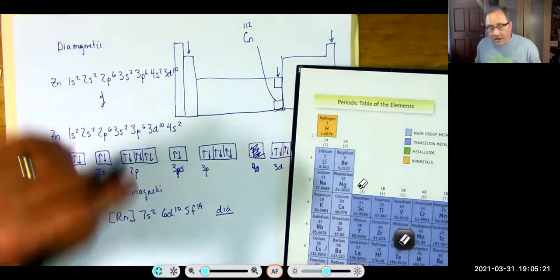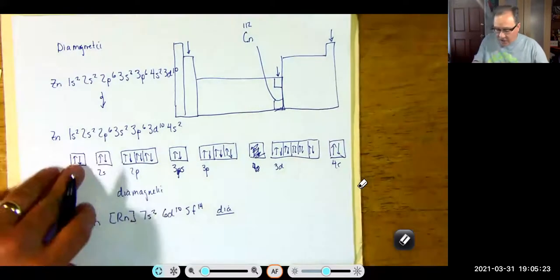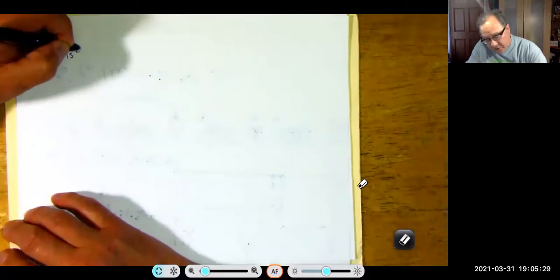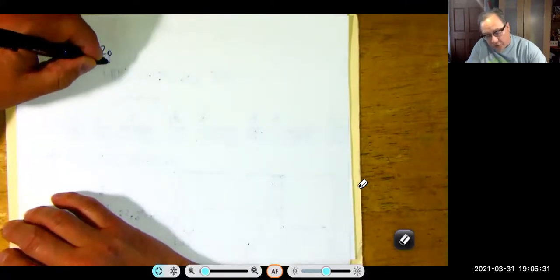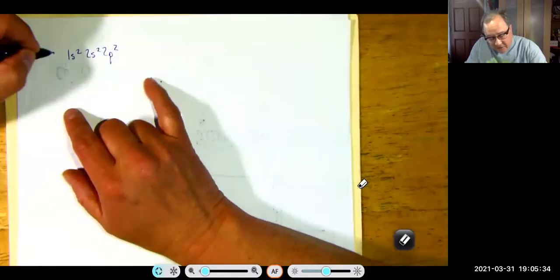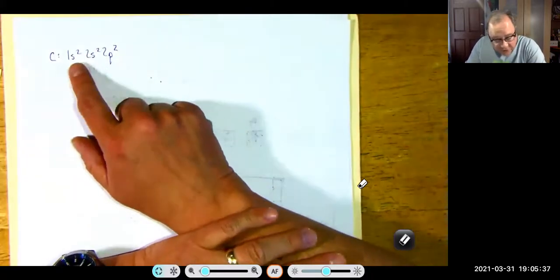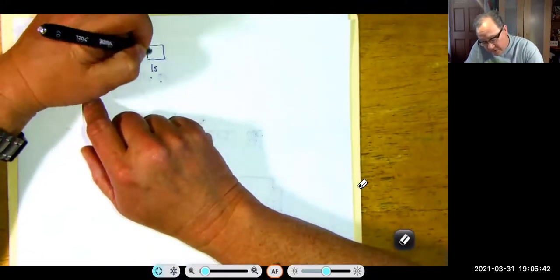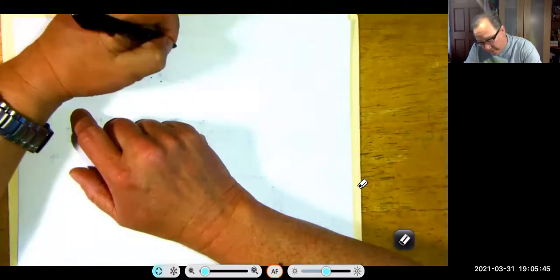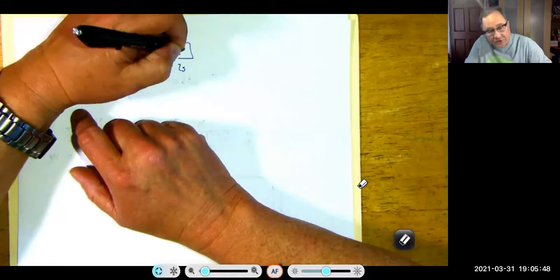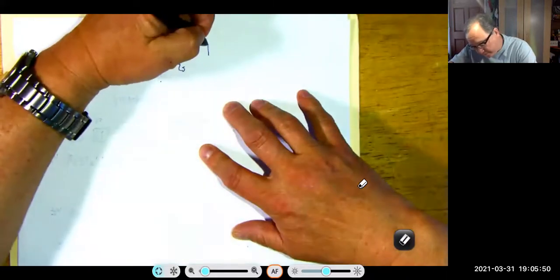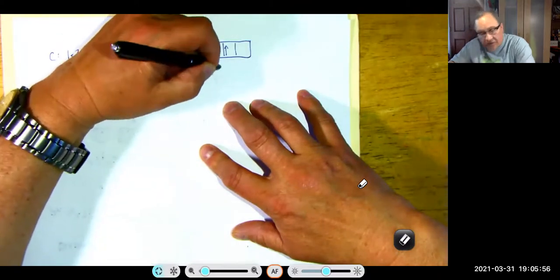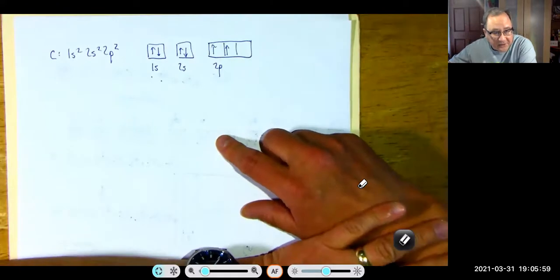Like for instance, carbon. Carbon has 6 electrons: 1s2, 2s2, 2p2. Now, when you look at it, you go, oh, they're all paired because it's 2, 2, and 2. But that's not so. Here's what the 1s looks like. Here's what the 2s looks like. And here's what the 2p looks like. Notice that we do not pair the electrons together.